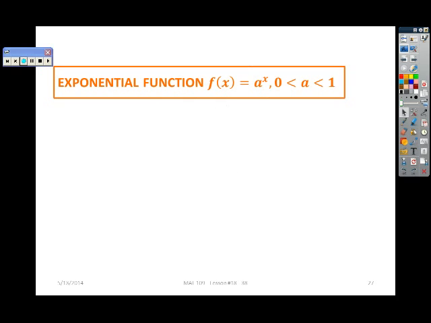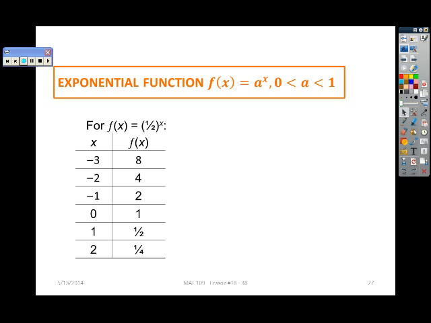What happens, though, if the base is a fraction? The previous one was where the base was greater than 1. Now let's look at it where the base is a fraction. This time we're going to use 1/2 for our base just to get this table. When we put numbers in here, if I put a negative number in now, I get a number greater than 1, and so forth. If you graph that, the function now looks like this.